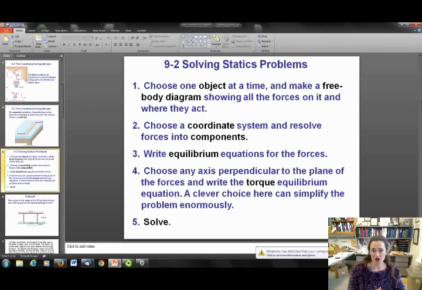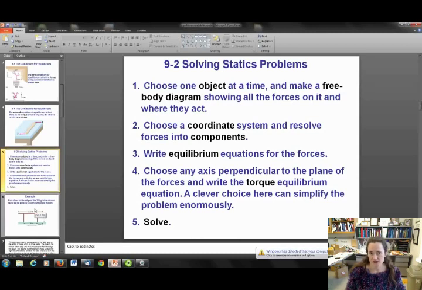So you just choose one object, you draw your free body diagram showing all your forces and where they act. You choose your coordinate system, resolve those forces into components, and then write the equilibrium equations for the forces. And also you need to consider the torques. So you choose an axis perpendicular to the plane of those forces, and then write the torque equilibrium equation with respect to that axis. And if you're clever about where you choose it, then you make it a lot simpler. And that's where the real gift comes in, I guess. But then once you've written down all the equations, all you have to do is solve.